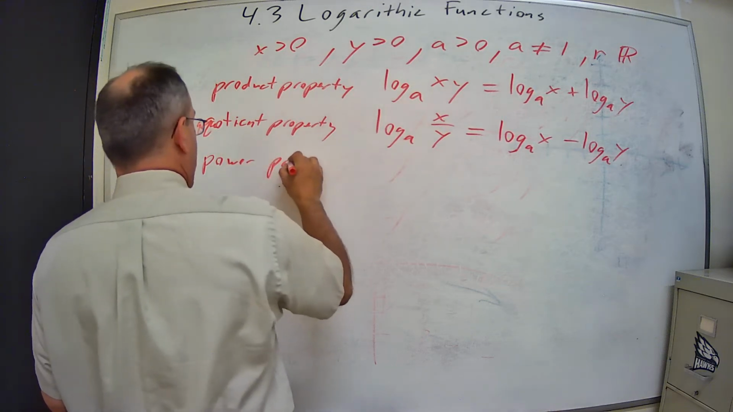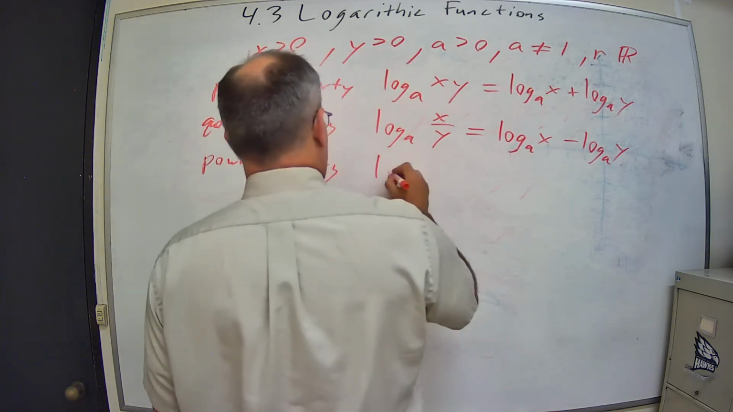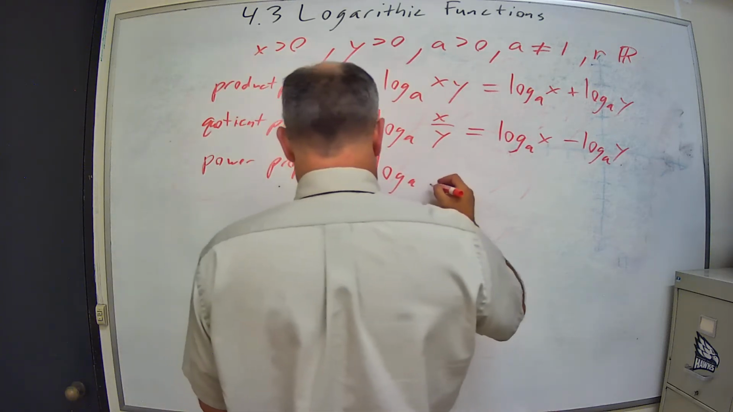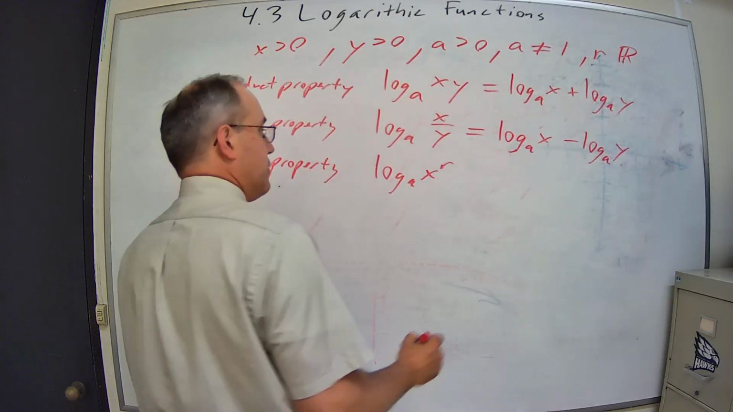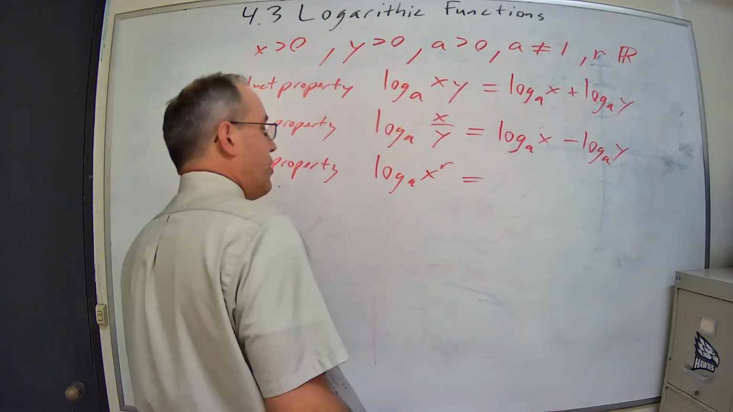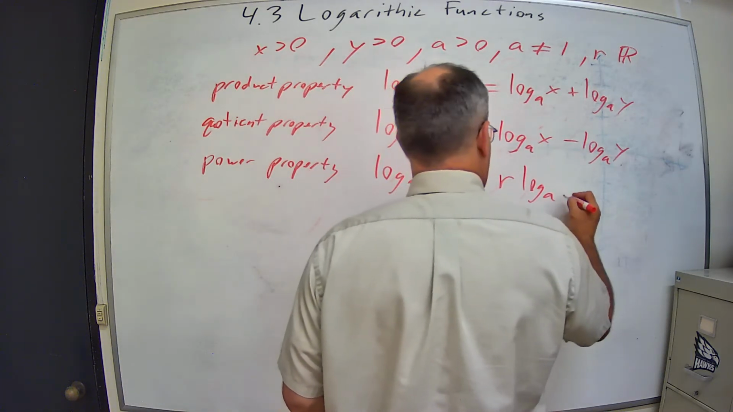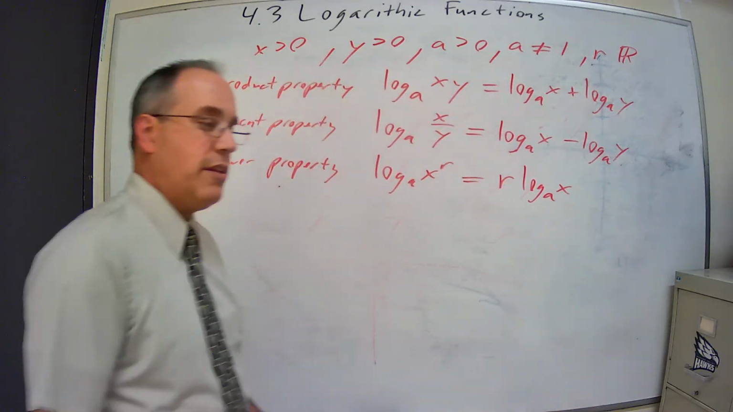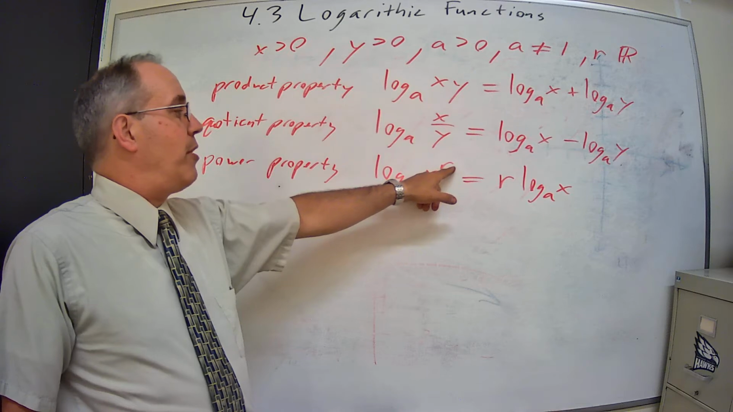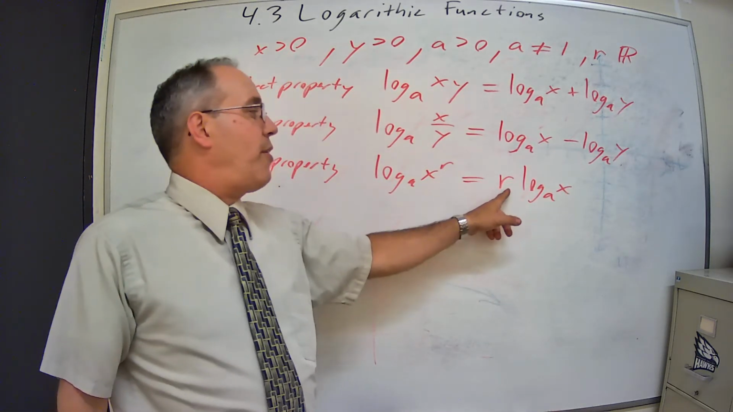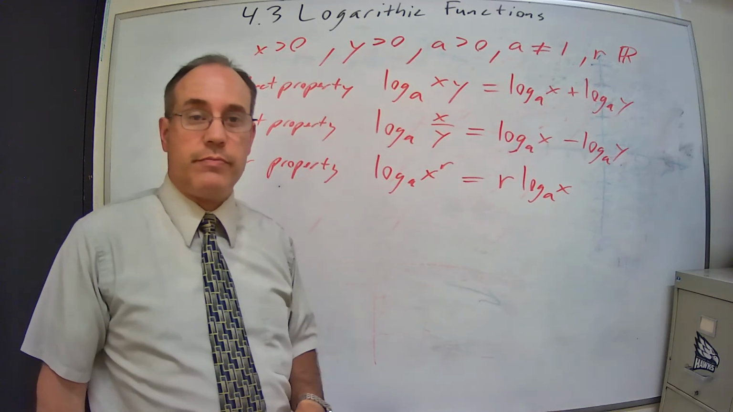The power property. Log base a of x to the r can be rewritten as r times log base a of x. So if you have a log of something raised to a power, that power can be pulled out and multiplied by the log without that power.